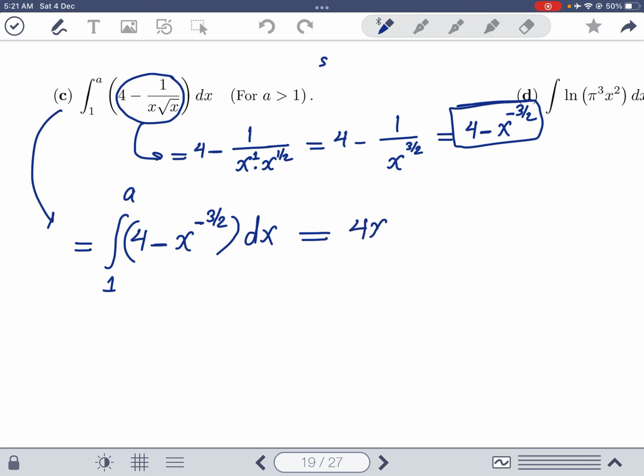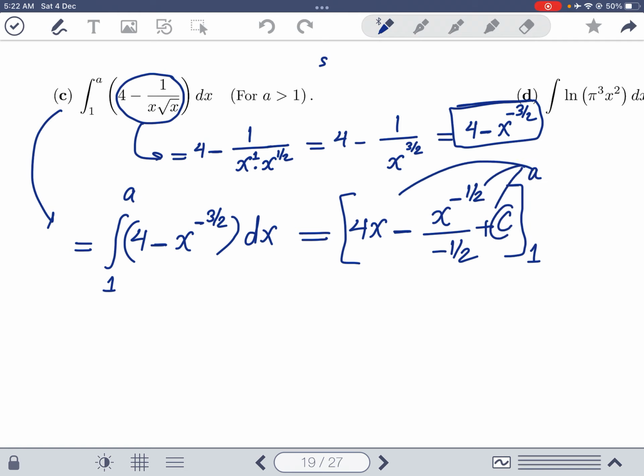This will be 4x minus, and now a power function. You add 1 to this power, so add 1 to negative 3 over 2, that will be negative half, divided by the new power, negative half. No plus c because it's a definite integral here, so you go from 1 to a. If you do plus c, by the way, you will first put a and get the c, minus, you put 1 and get the c again, and when you subtract, it will cancel itself. So better not to put the c. It's just better.